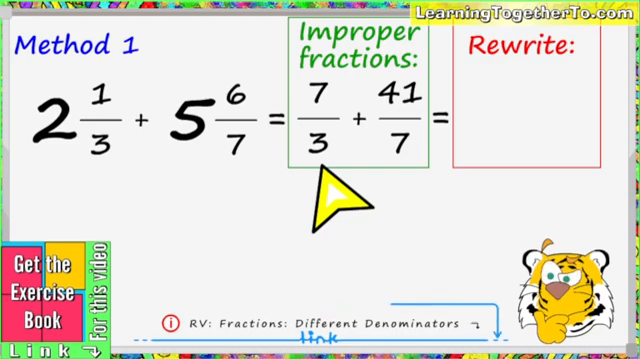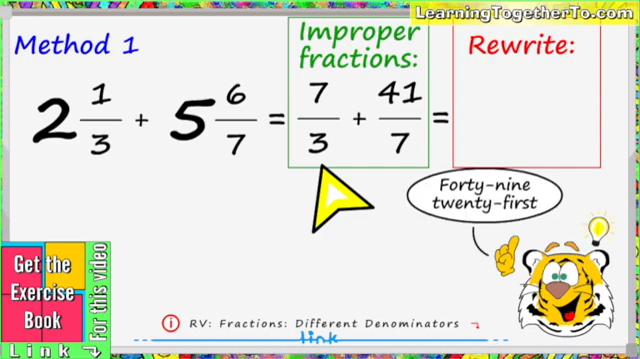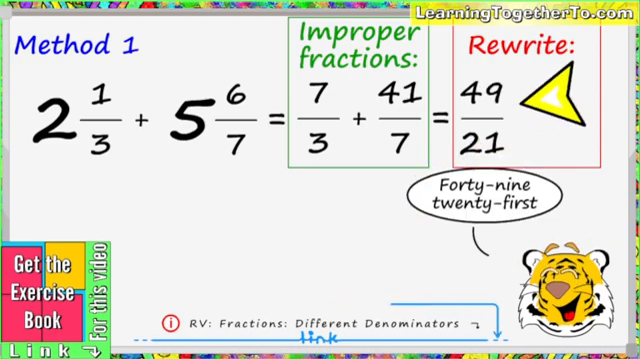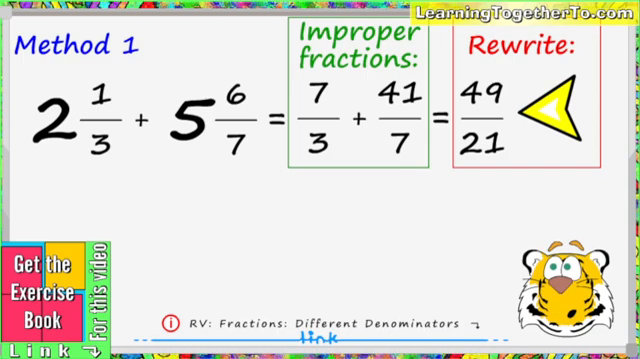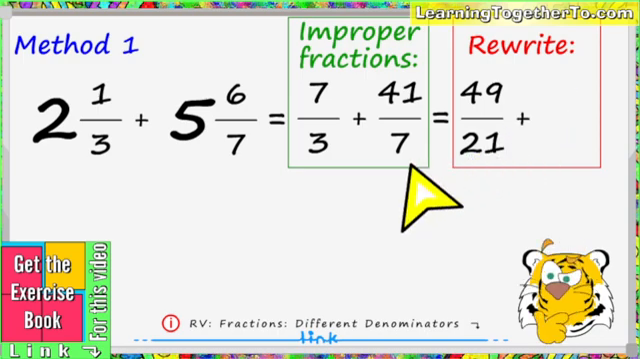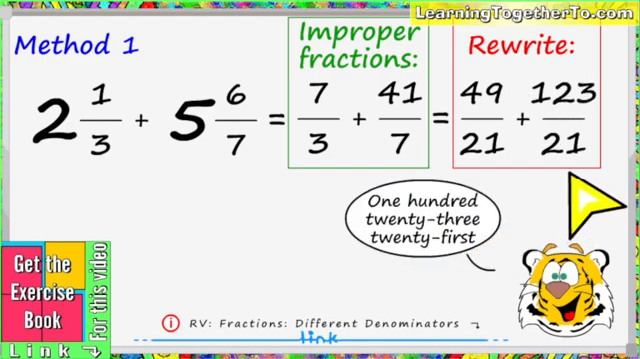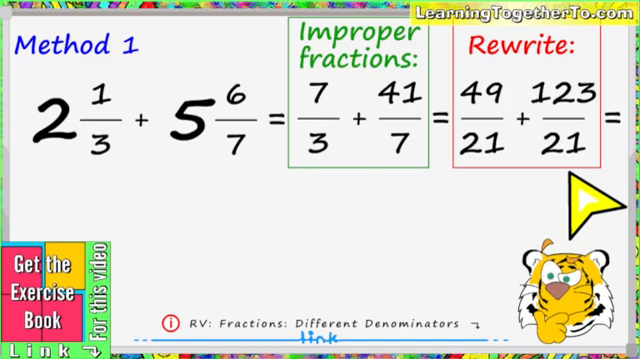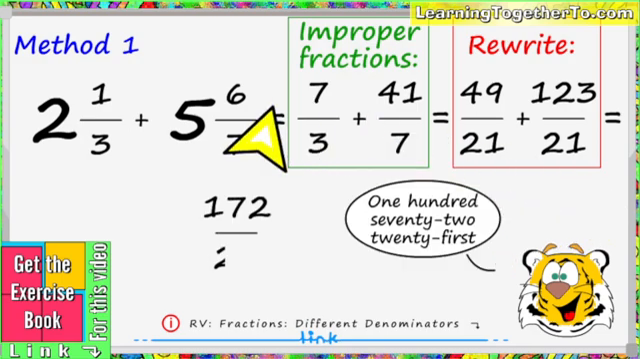7/3 is equal to 49/21. Great job, Tim. 41/7 is the same as 123/21. Nice job, Tim. So 49 21st plus 123 21st is equal to 172 21st. Very good, Tim.